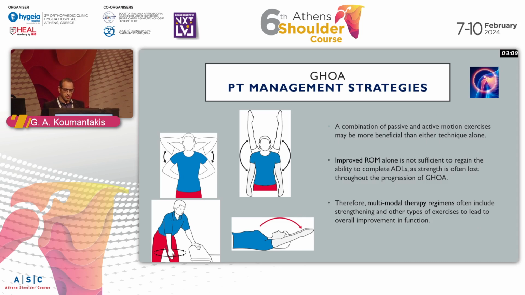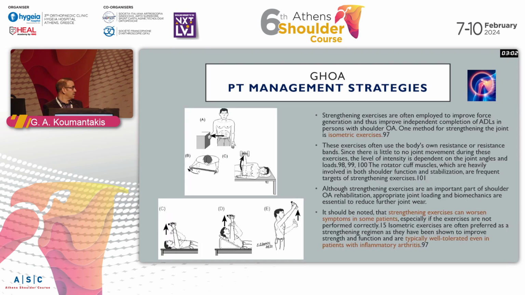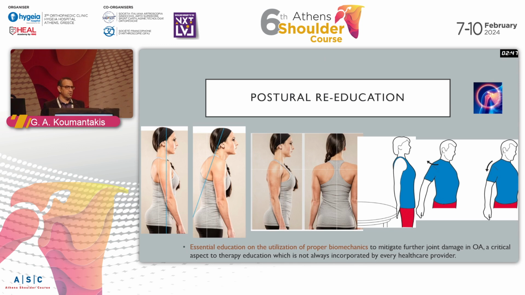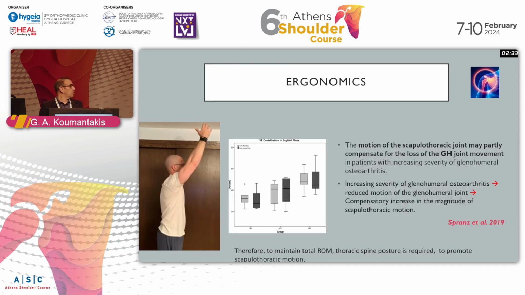Improved range of motion alone is not sufficient to regain the ability to complete the ADLs, as strength is often lost with the progression of glenohumeral arthritis. So these are isometric exercises to isotonic to resisted exercises that we are using. Postural re-education is important because the scapula needs a stable base of support, which is the trunk upon which it can operate. So it's essential to stress in these patients the ergonomics, because as you improve the thoracic posture, you improve the contribution of the scapula to increase the range of movement.